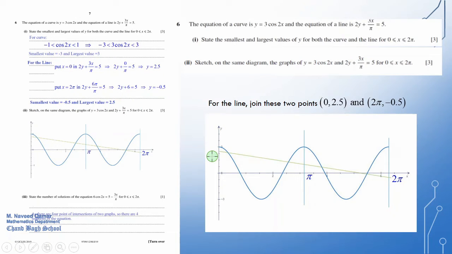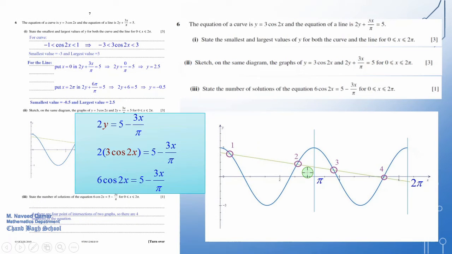In the second part, we have to sketch the curve and the line. As the coefficient of cos 2x is 3, the amplitude of the cosine curve should be 3, and as the coefficient of x is 2, we should have 2 complete periods of the cosine curve. For the sketch of the line, just join these 2 points.